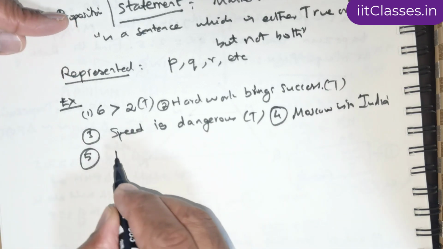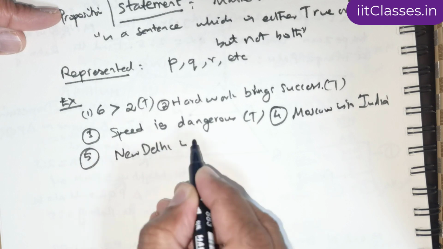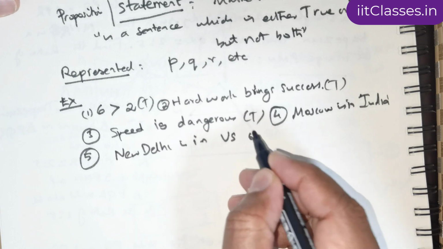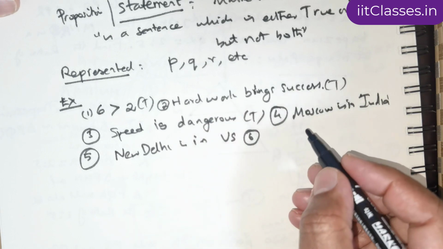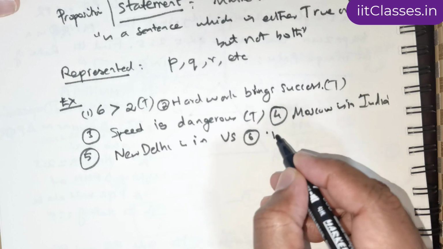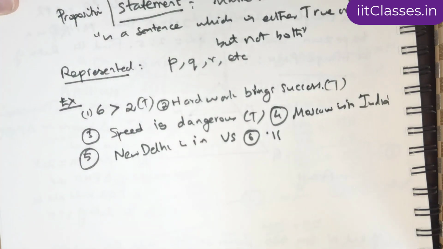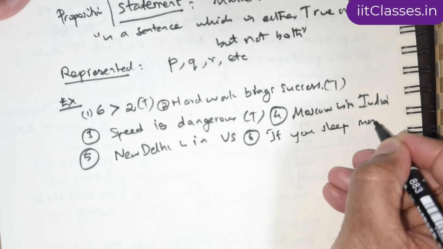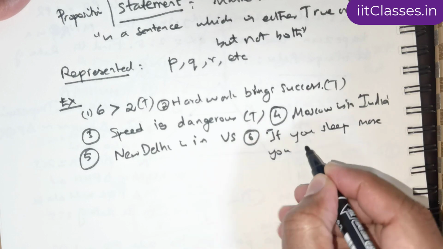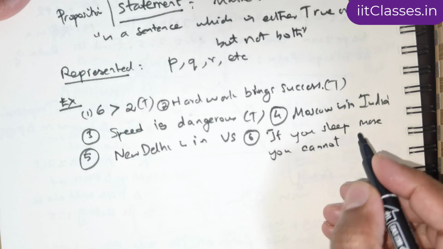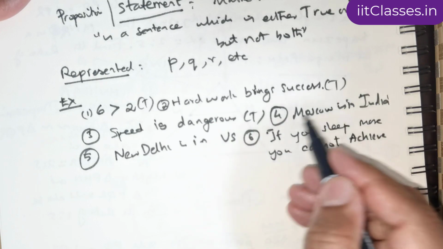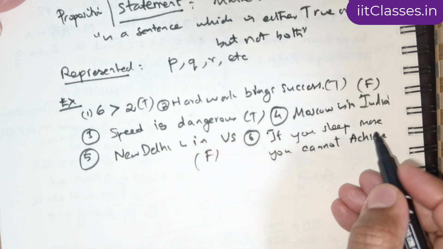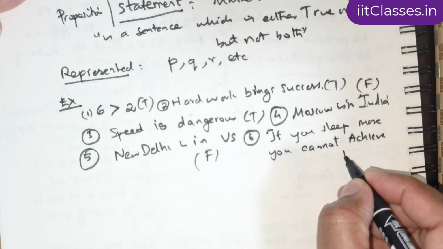Number 5, New Delhi is in US. Number 6, if you sleep more, you cannot achieve. Okay, Moscow is in India. True or false? False. New Delhi is in US. True or false? False. If you sleep more, you cannot achieve. Of course, this is true.